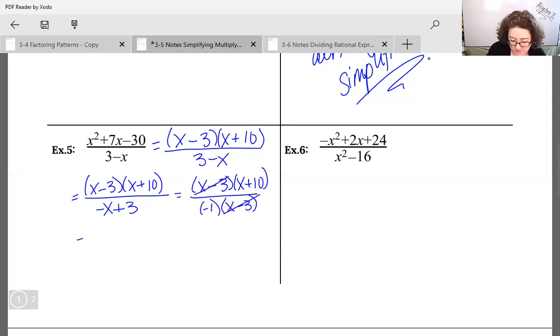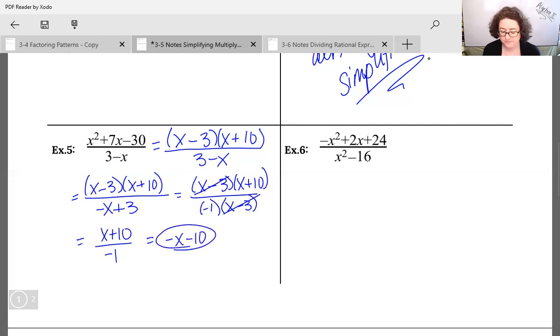And therefore, all I'm left with is the x plus 10 in the numerator and a -1 in the denominator. But I could also write this as, well, what happens when you divide things by a negative? I could write this as -x minus 10 and not have a fraction anymore. I have a feeling we're going to be able to do the same thing in example 6.